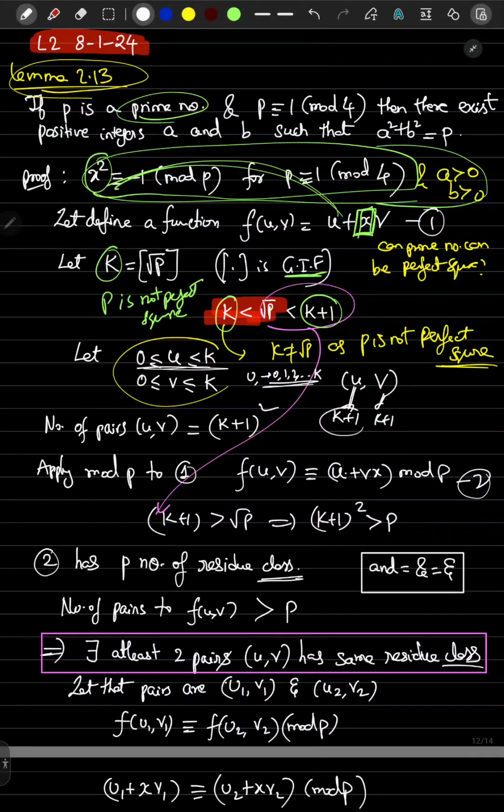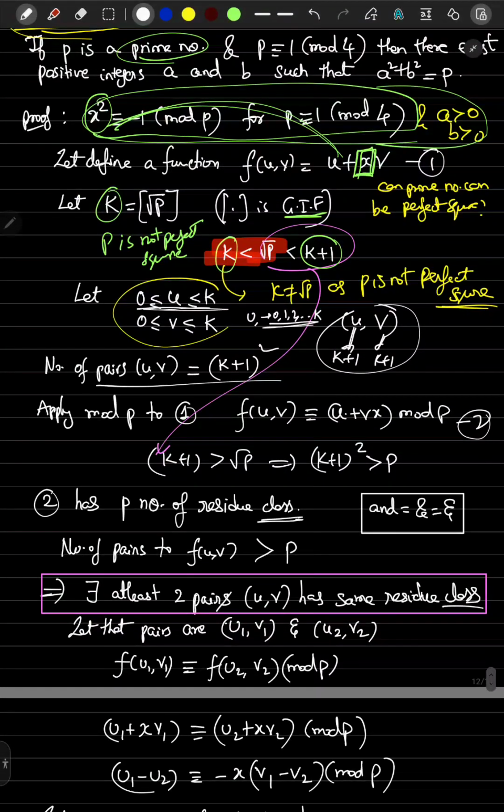According to the fundamental principle of counting, you want both at a time, so you will do multiplication. So the number of pairs will be k plus 1 whole squared.